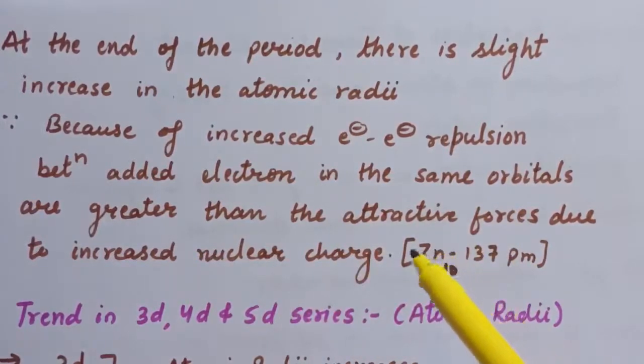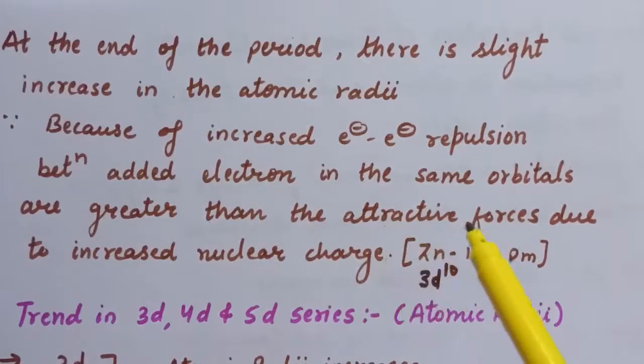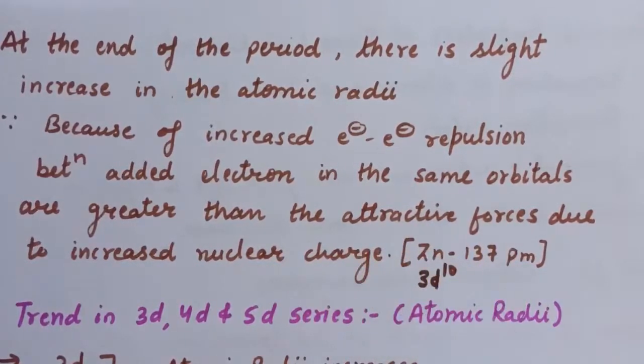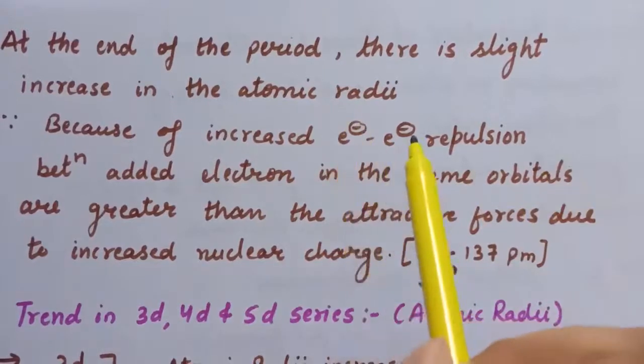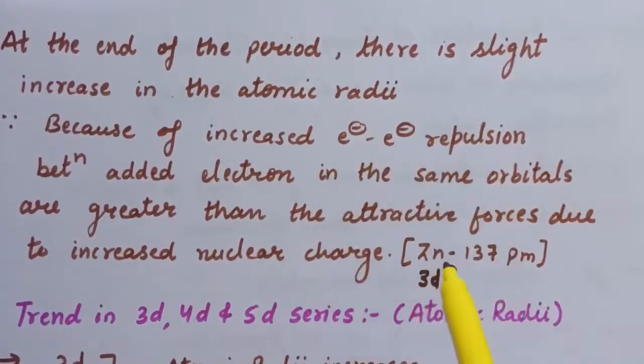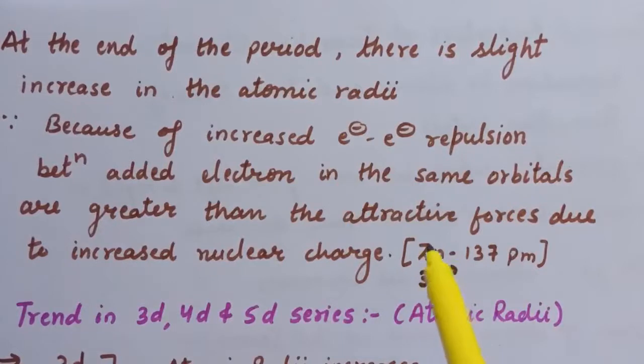So when we move from scandium to zinc, the nuclear charge increases due to increase in atomic number, but this attractive force or this increased nuclear charge is overcome by this electron-electron repulsion which is present in 3D orbital, and that is why the atomic radii of zinc increases slightly.